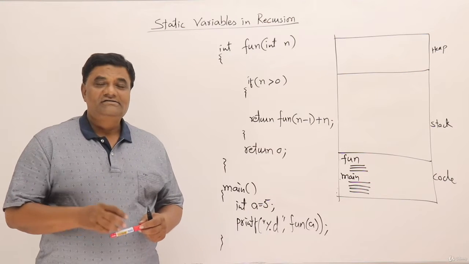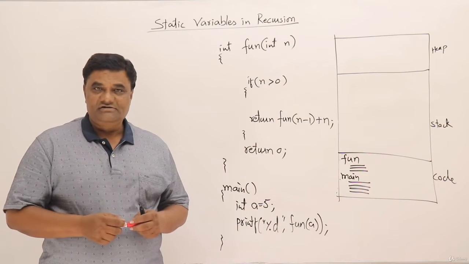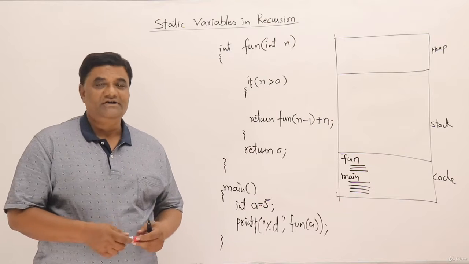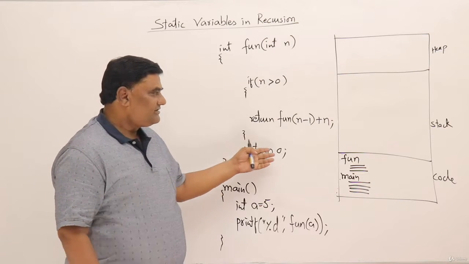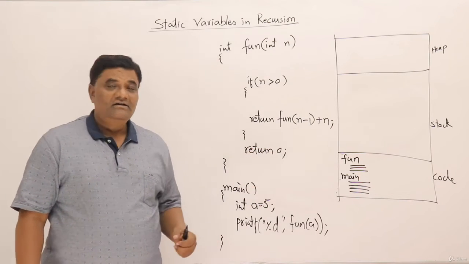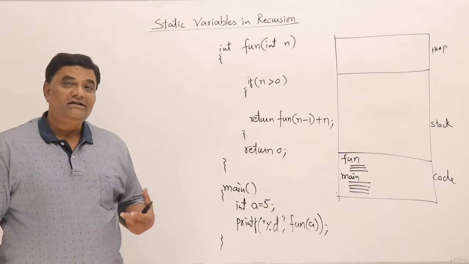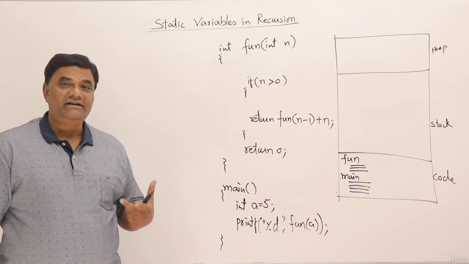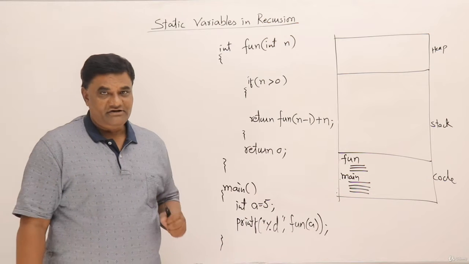Let us look at static variables in recursion. We have seen how to trace recursion. We have also seen how a recursive function utilizes a stack. Then, what if there are any static variables? How to treat them inside a recursive function?